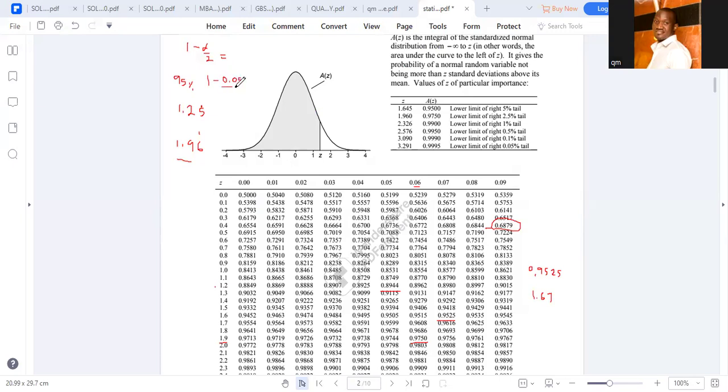So this is a formula. When you compute that, what are you going to get? 1 minus 0.05 over 2. What answer do we get? 0.9750. Is that what you're getting? Yes, sir. 0.975. So you go inside the table. Which one is 0.9750? It is here, 1.96. We can say the Z for 95% is 1.96.